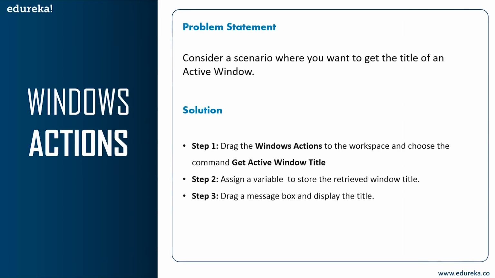So in our problem statement, what we're going to do is we're going to get the title of the active window, right? So to get that, you got to follow a few steps. So let me just take you through the steps first, and then I'll show you on my Automation Anywhere client. So what you have to do is first you have to drag the Windows Actions command into your workspace, and then you'll have to choose Get Active Window Title from there. After that, you have to assign a variable to store the retrieved window title, and then you can drop a message box into your workspace with a variable inside it so that it displays the output.